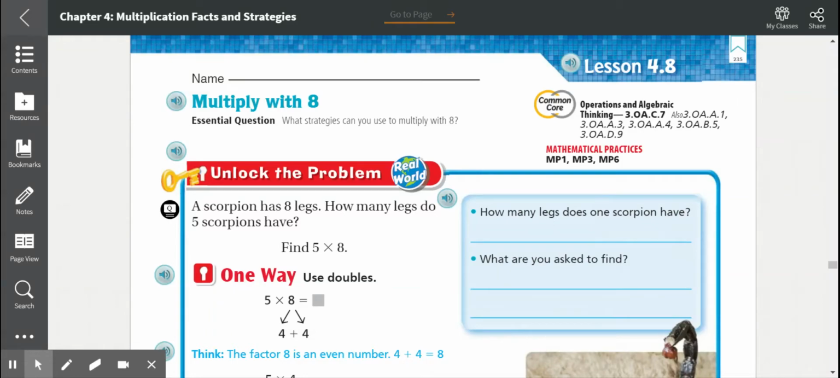Third grade. Let's get started on math. Today we're on lesson 4.8. It's called Multiply with 8. Essential question: what strategies can you use to multiply with 8?